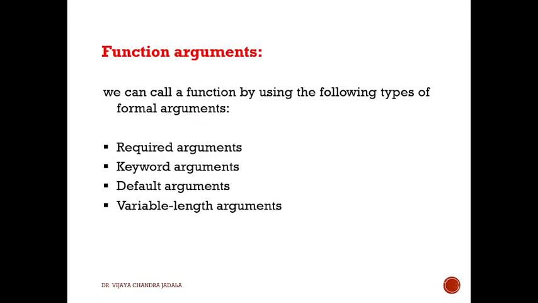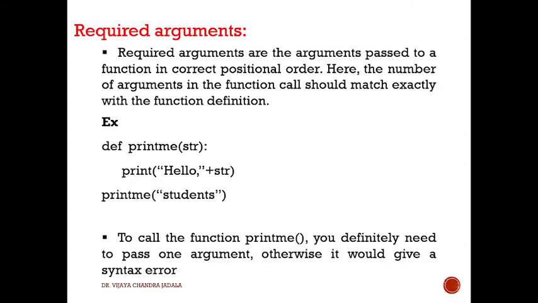Next segment is about the function arguments. We can call the function by using the following types of formal arguments. Those are required arguments, keyword arguments, default arguments, and variable length arguments. Then comes the first one, which is called the required argument.